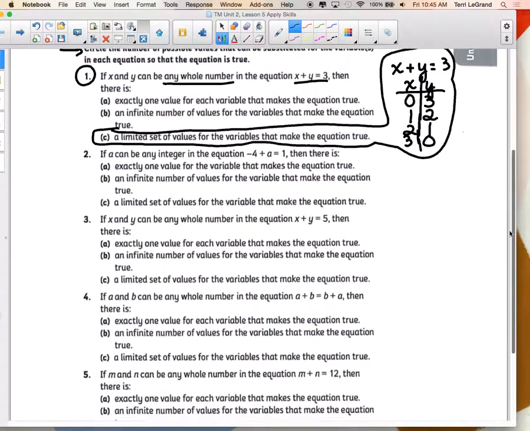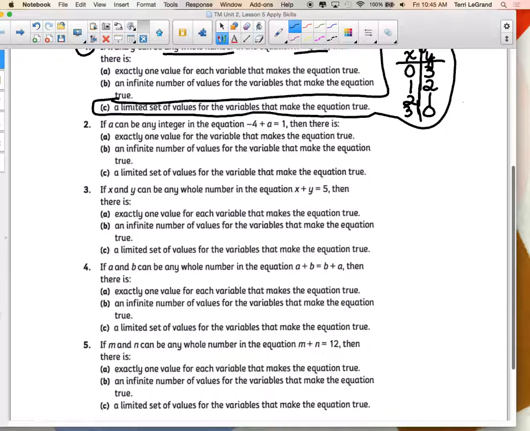Okay. It says, if a can be any integer in the equation -4 plus a equals 1, then there is exactly 1 choice, an infinite number of choices, or a limited set of choices. Well, now, any integer, we're going to underline that. That's important, integer. And then we have this equation.